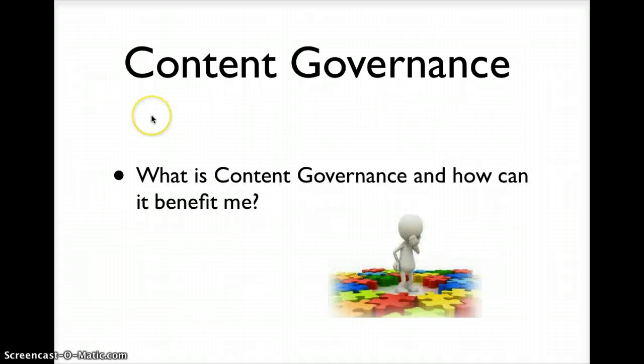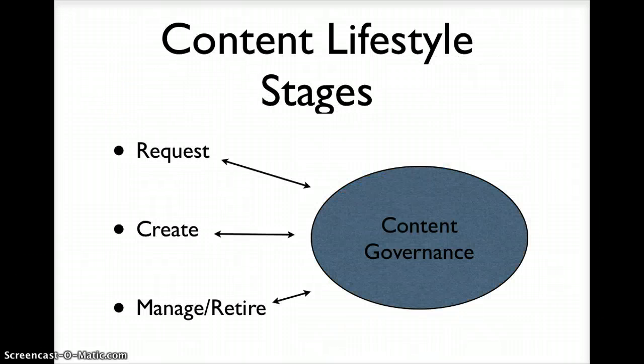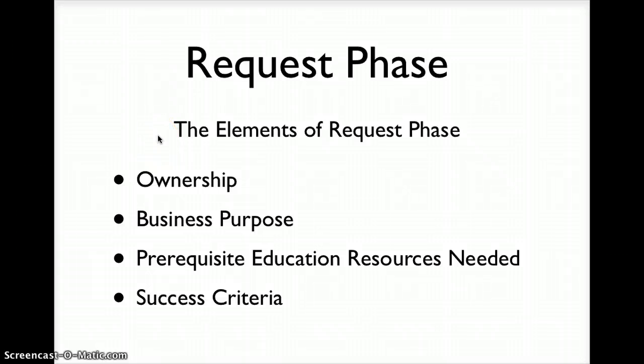So, how do we achieve content governance success for your college system? Well, content governance comes with three lifecycle stages: the request stage, the create stage, and the management and retire stage, which all come into play with content governance. The request stage has four elements, and the first element is ownership. Without ownership information, it would not be possible to track and manage any of the content and take advantage of the many features of enterprise content management technology.